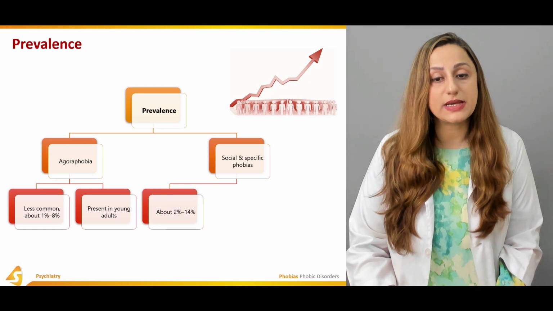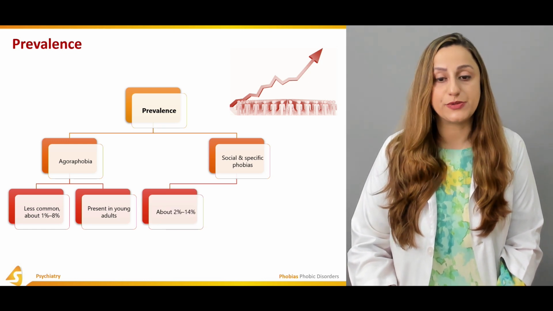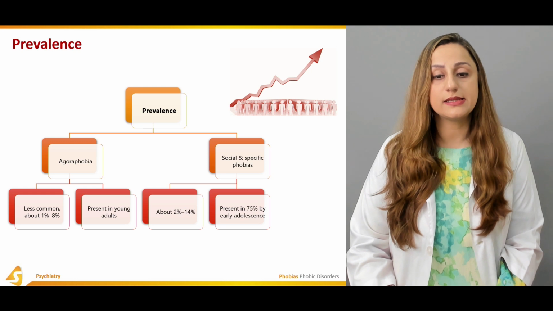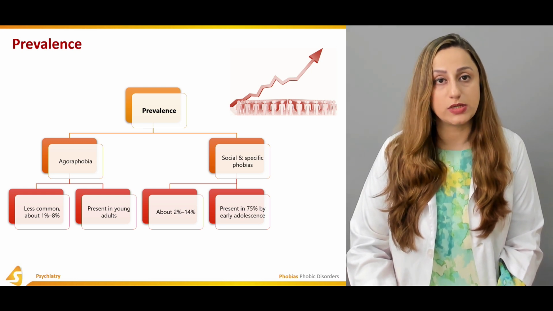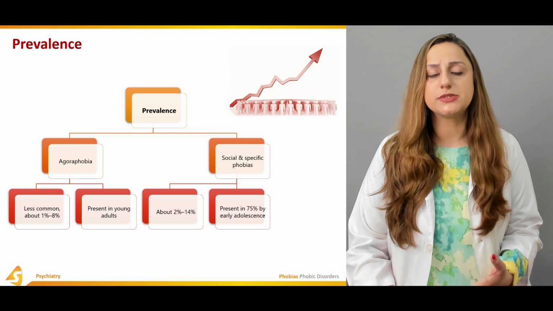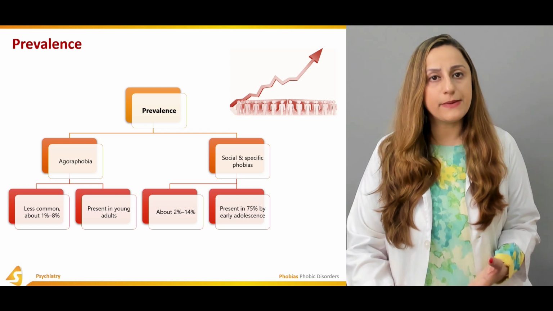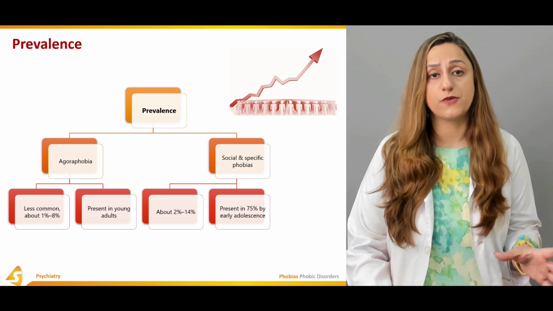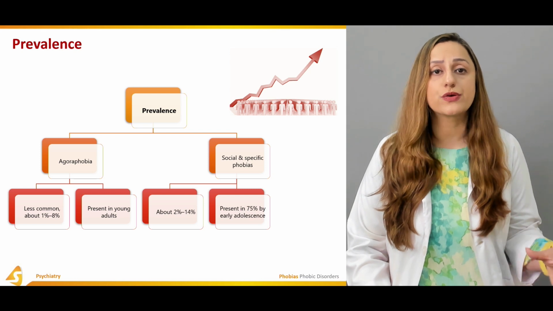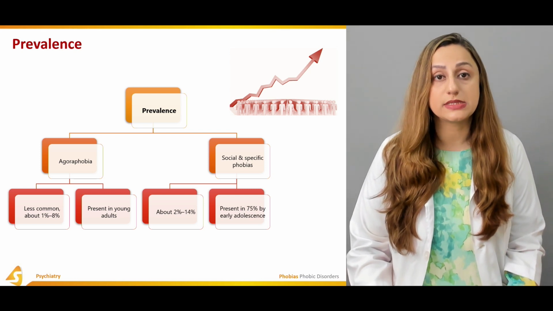The social and specific phobias are about 2 to 14%, and it is present in 75% by early adolescence. So people usually develop, with the passage of time, those specific phobias to heights or to water, depending upon their life experiences.